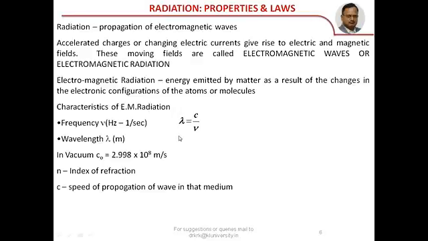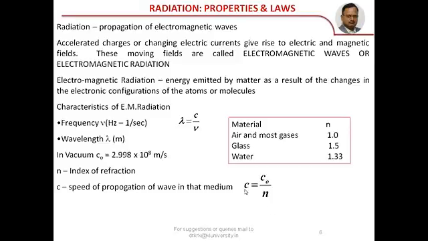Electromagnetic radiation is characterized by its frequency nu and its wavelength lambda. The wavelength lambda of these waves is equal to c by nu, where c is the speed of propagation of the wave in that medium, and its value depends on the index of refraction and the velocity of light. So c is equal to c naught by n, where c naught is the velocity of light in vacuum and n is the index of refraction.